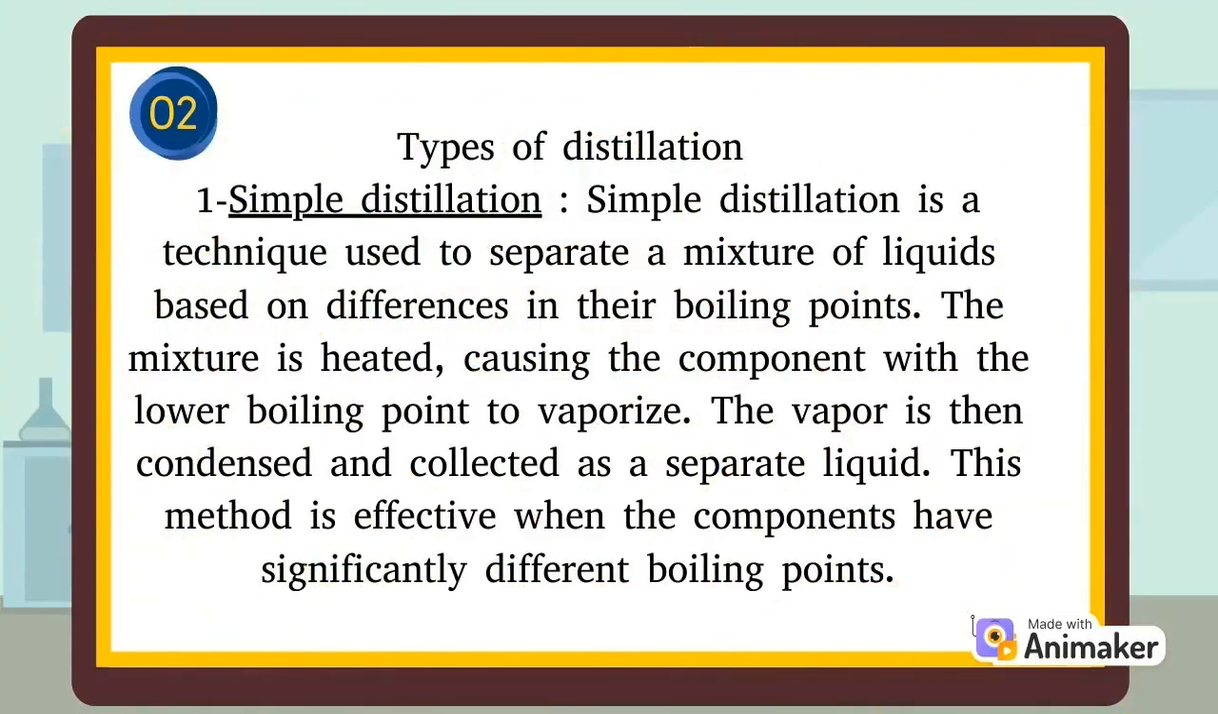And now we're going to move to the types of distillation. There are several types of it, and these three are the most commonly used. First one, simple distillation, which is a technique used to separate a mixture of liquids based on differences in their boiling points. The mixture is heated, causing the components with the lower boiling point to vaporize. The vapor is then condensed and collected as a separate liquid. This method is effective when the components have significantly different boiling points.